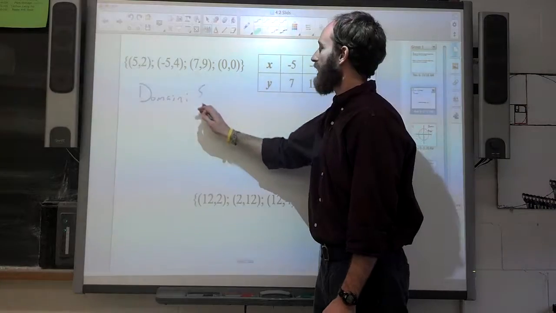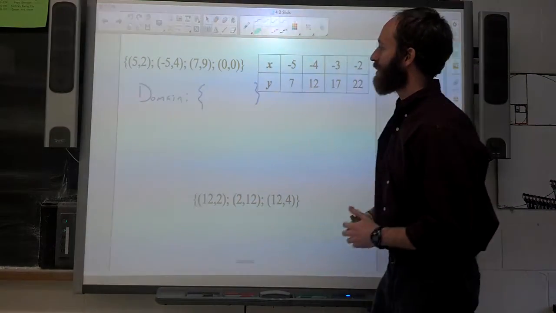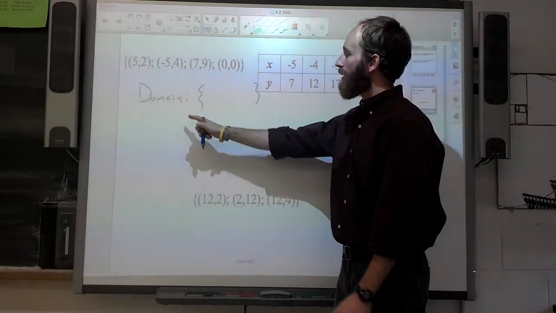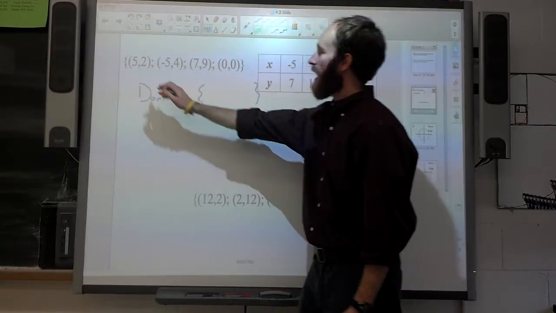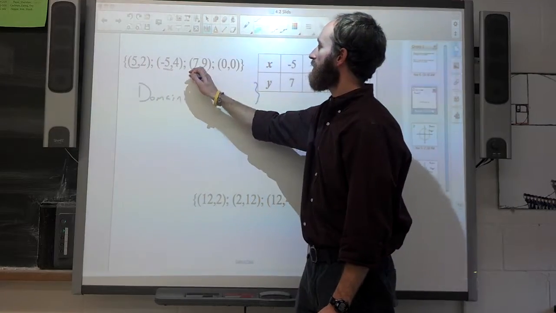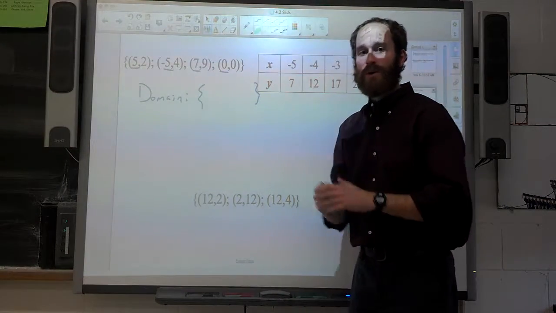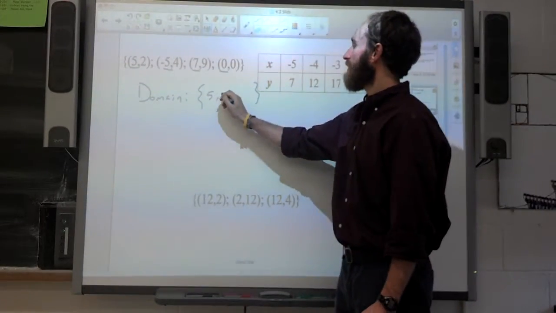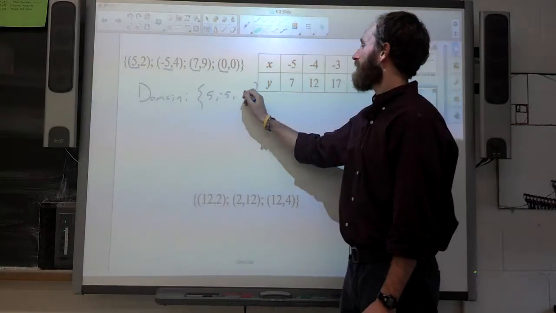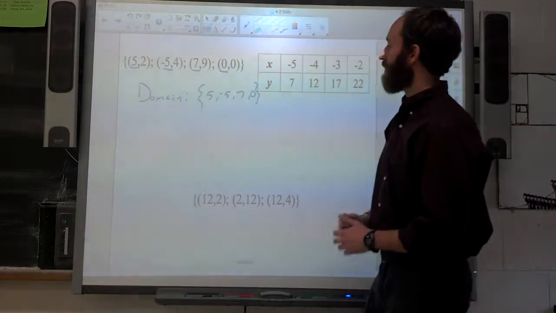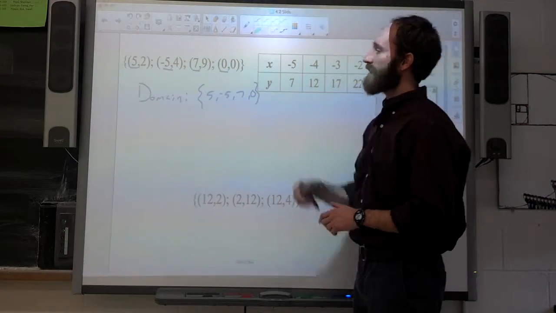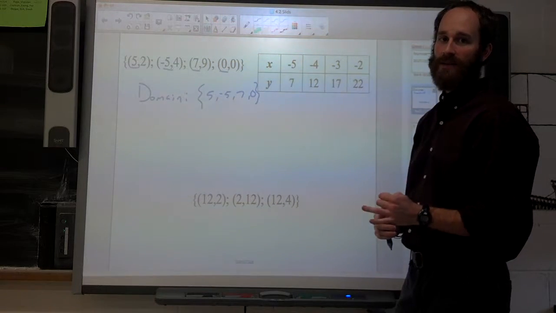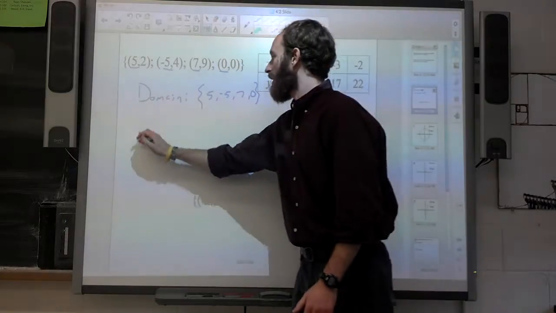Inside here we'll be putting down little squiggly brackets, as we may call them, or pointed parentheses to note it's going to be a set of numbers. And the domain again was your x values. So we're going to have the x values be pulled out from the coordinate pairs that we have and placed inside here. So they'll go 5, -5, 7, and 0. So our domain for this set of numbers would be 5, -5, 7, and 0.